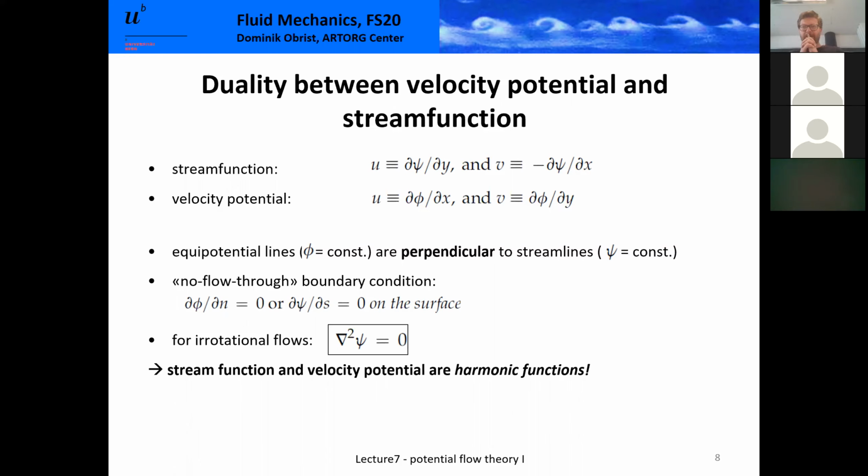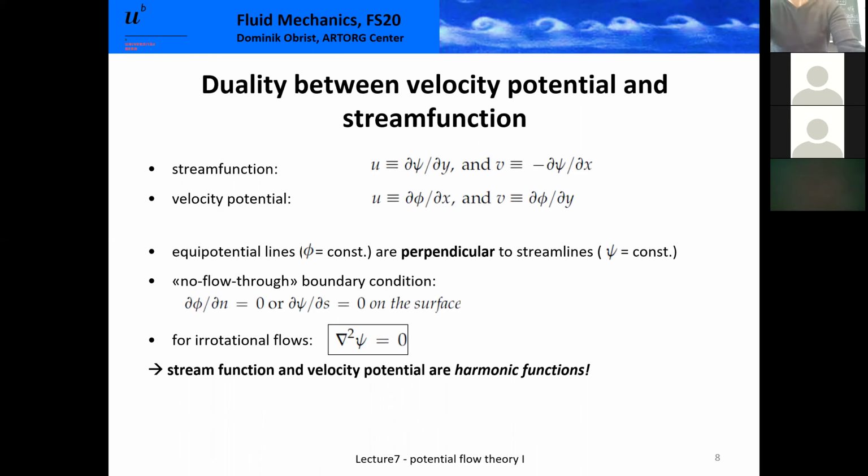Now remember, we had the equipotential lines. That's what we just did on the blackboard in yellow. And we had the streamlines. And we know that streamlines are actually lines of constant psi. So it's like iso stream function lines. And streamlines are perpendicular to potential lines.